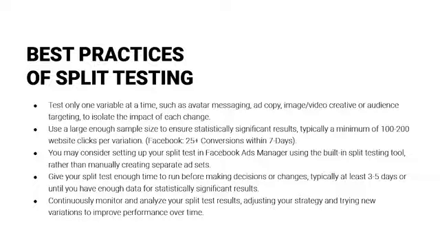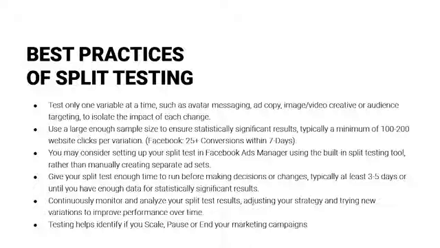Continuously monitor and analyze your split test results, adjusting your strategy, and just trying new variations to improve your performance over time. Testing is going to help you scale, pause, or end your marketing campaigns. And here's what I mean by that. As you're doing your different split tests, you'll find out your winners and your losers. Sometimes what you're going to want to do is, of course, scale the winners. Sometimes you're going to have an ad that used to work really well and stopped working, but you did a new split test and the new split test won.